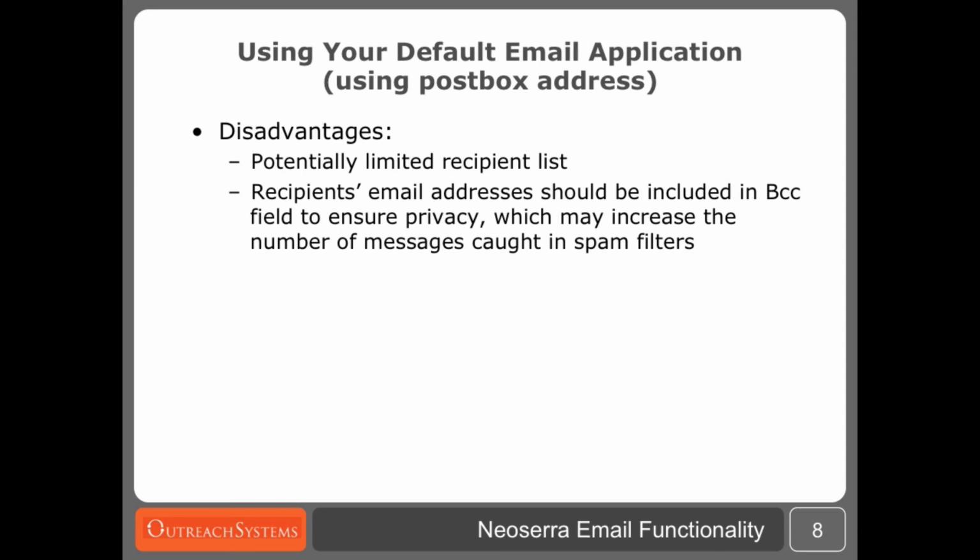Oh, first let's talk about some disadvantages. There are some disadvantages to using the Postbox email address as opposed to using the Neocera email system. A disadvantage might be that some of you may have limits in terms of how many people you can email at once. This is a limit set by your host organization. That's not a limit we've imposed upon you, but that's a limit of your email application. So that might be one reason not to use the Postbox email address.